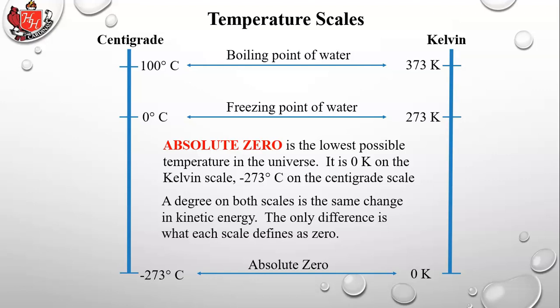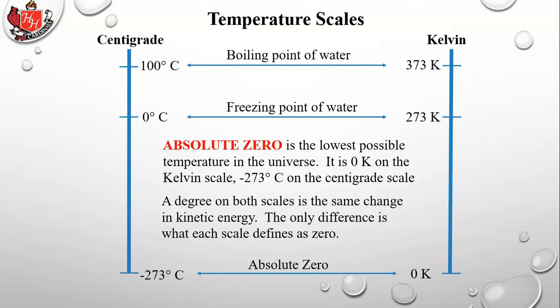In other words, a degree on the Kelvin scale is exactly the same amount of change in kinetic energy as a degree on the centigrade scale. The only difference between the two is what they call 0. And the Kelvin scale was a scale defined that 0 really meant 0. There are no negative numbers on the Kelvin scale. It's the lowest possible temperature in the universe. What it means is that an atom loses all of its energy, its electrons just collapse into the nucleus, and it has no motion anymore. That's 0 on the Kelvin scale.